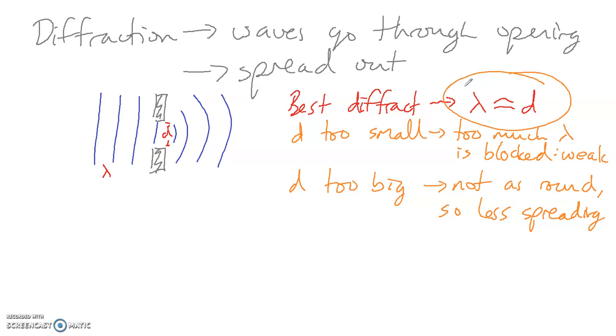And if you have a really small opening and a big wavelength, it's really round, but so much of it gets blocked. And this is basic diffraction.